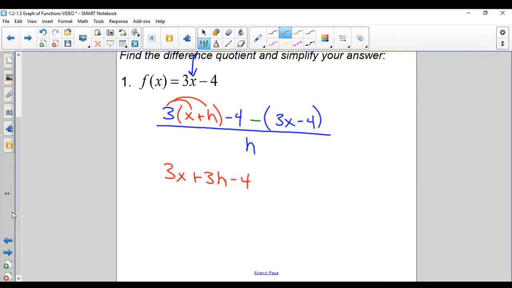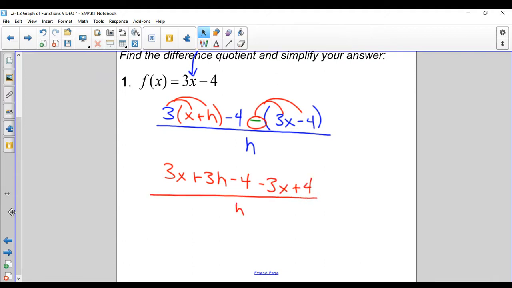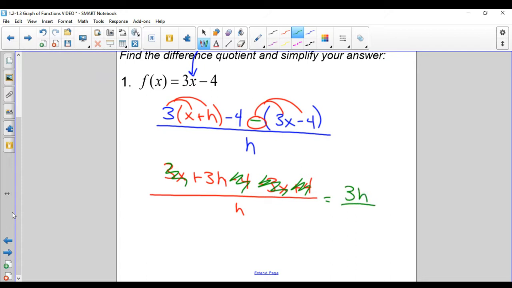All right, so we distribute the negative, minus 3x plus 4, all over h still. So we take a look, anything without an h should cancel. We see 3x minus 3x, gone. Negative 4 plus 4, gone. We have 3h over h. The h on the bottom cancels. The difference quotient for the first one is just 3.